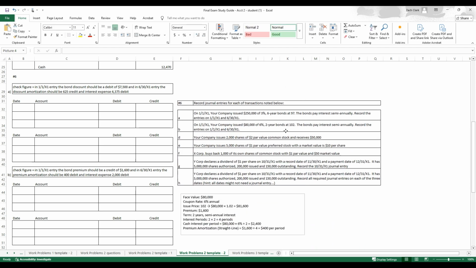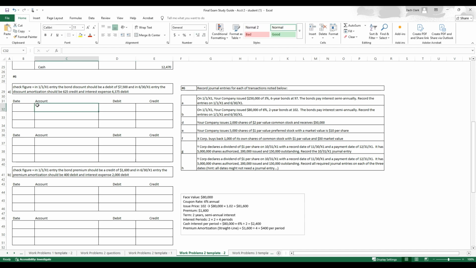And actually, there's some valuable information here, but let's just look real quick first at the problem. It says on 1/1 of the first year, your company issued $250,000 of 3% 6-year bonds at 97. The bonds pay interest semi-annually, so 2 times per year. Record the entries on the 1st and 6/30. The first interest payment would happen there June 30th.